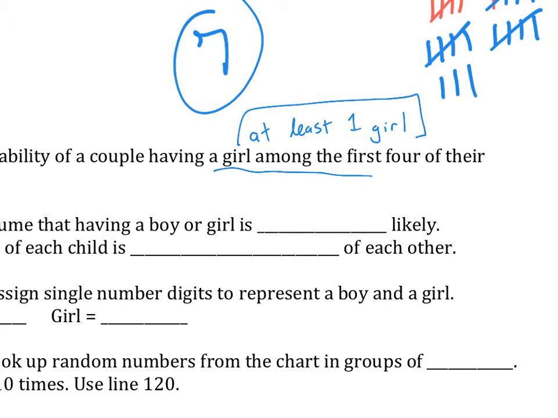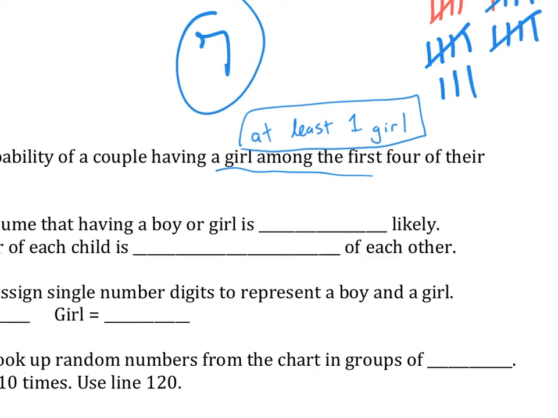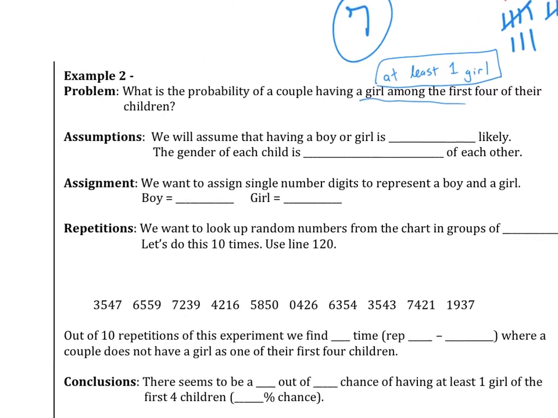It doesn't mean just one girl. It means you have at least one. So you could have 1 girl and 3 boys, 2 girls and 2 boys, 3 girls and 1 boy, or all girls. This means you have at least one girl.